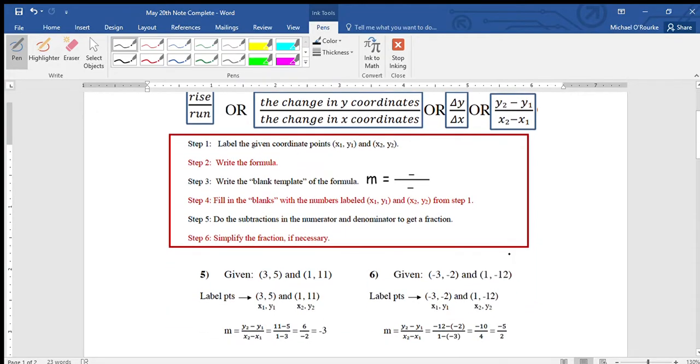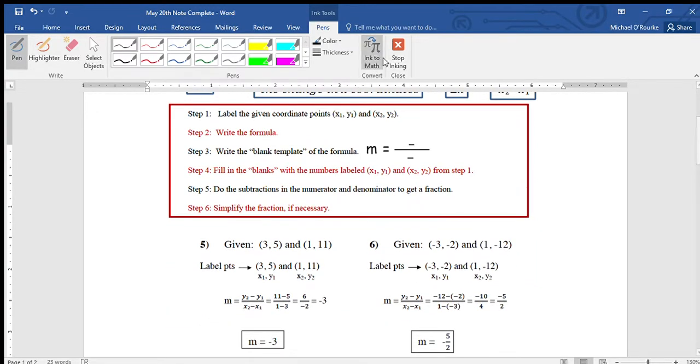So here are the notes of how to do that. And we're going to do it down here. I'm going to show it down here. We're going to do a bunch of examples. All we're doing today is find the slope. So the first thing you do is label the coordinates x1, y1, x2, y2. As I read through this, I'll actually do this example. So step 1 actually happens right here.